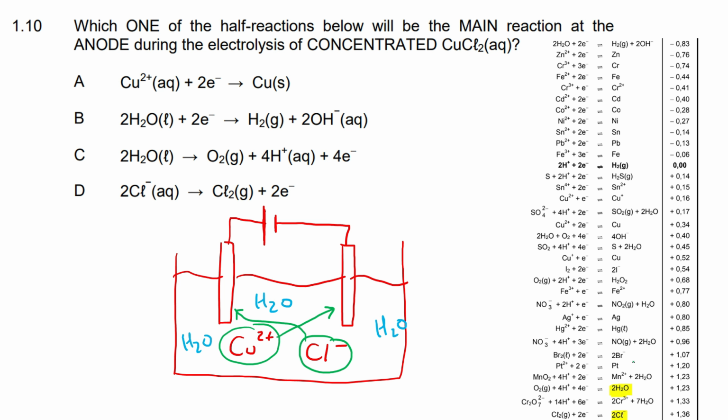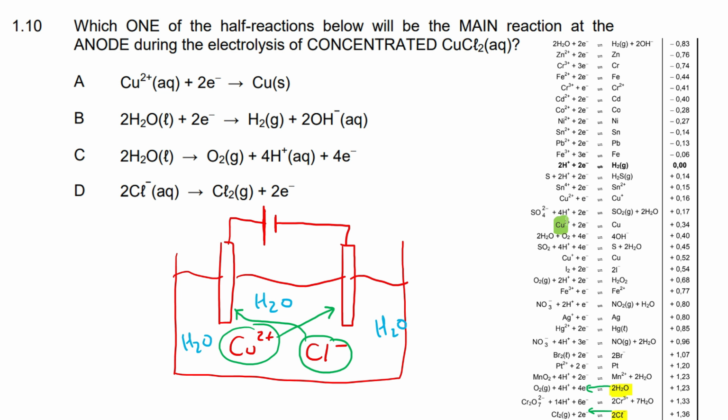And so these two are going to compete to see who's going to go in this reaction to the left. Then on the other side, we've got copper 2 plus. Now, be careful. There's a copper 2 plus, but you want to find the copper 2 plus that goes all the way to copper.